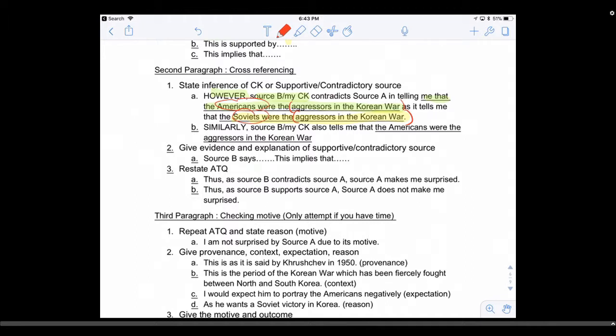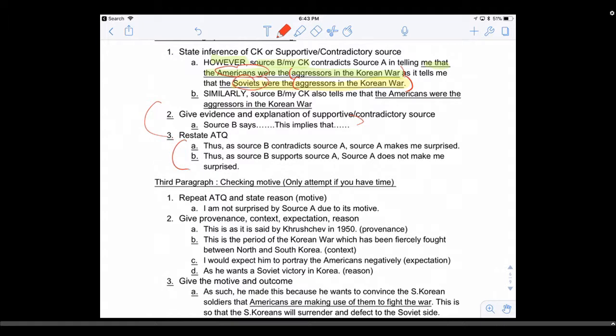Then you do the evidence and explanation of B. And finally, when you conclude, make sure you restate the thing again. Thus, as source B contradicts source A, it makes me surprised. Or if you're doing the other side, you say thus, as source B supports source A, it does not make me surprised.